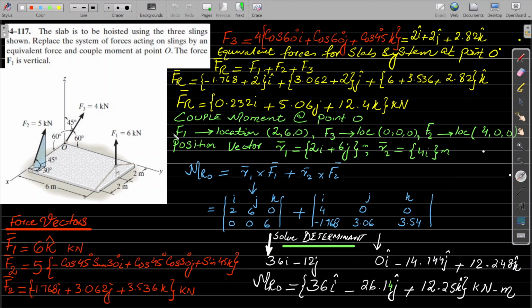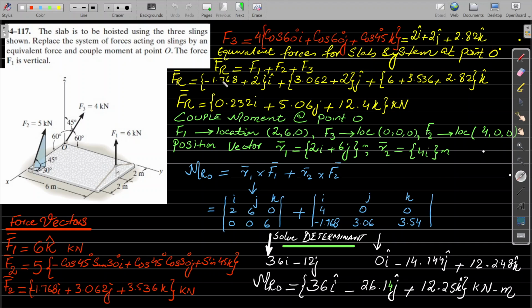So this is F2. If you look again at F3, F3 is making three angles with the three axes. Okay, the angle with the x-axis is 60, the angle with the y-axis is 60, and the angle with the z-axis is 45. So I can easily predict that these three angles are the direction cosines of this Cartesian vector. Okay, so we can say F3 will be 4 cos 60i plus cos 60j plus cos 45k. Calculate the cosines to get the value of F3 as this.